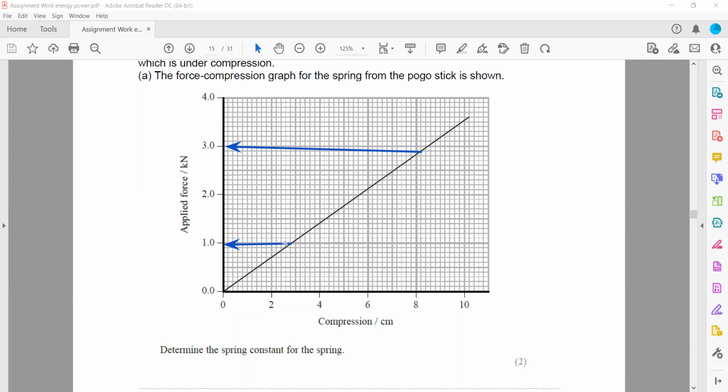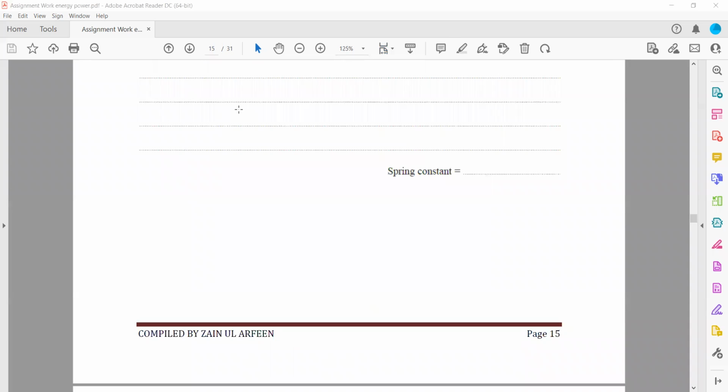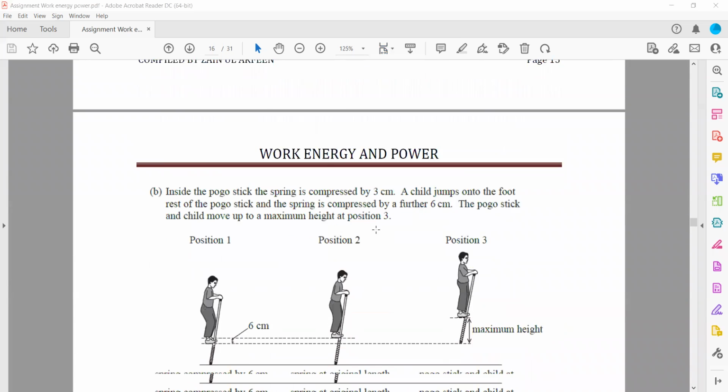One thing, if your extension or compression is given in centimeter, then the answer will be Newton per centimeter. If it is given in millimeter, the answer will be Newton per millimeter.